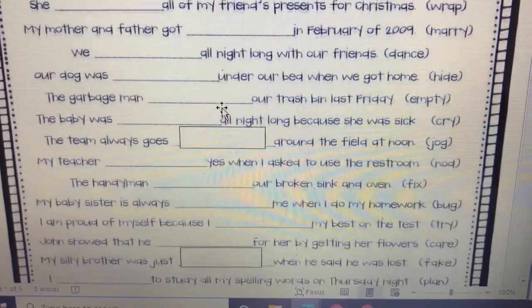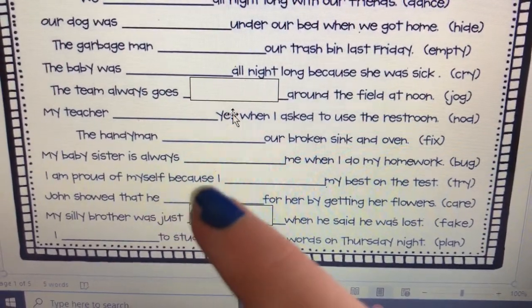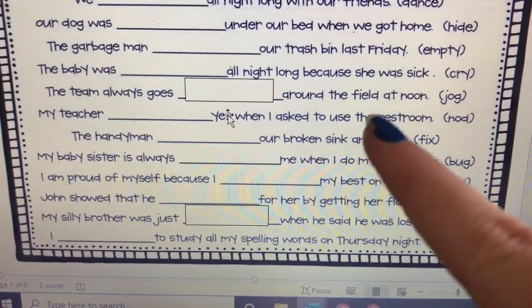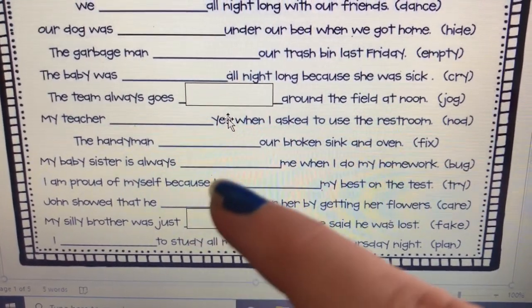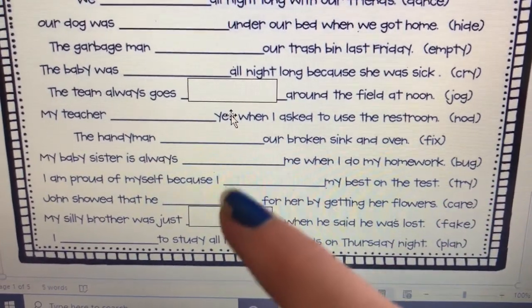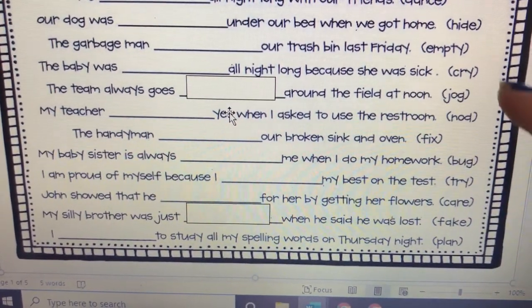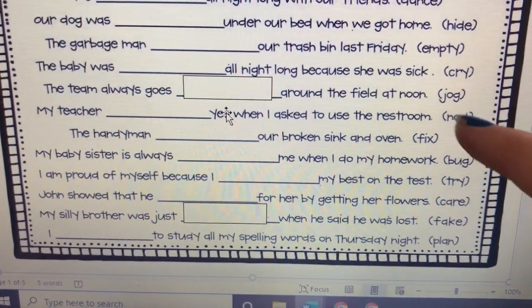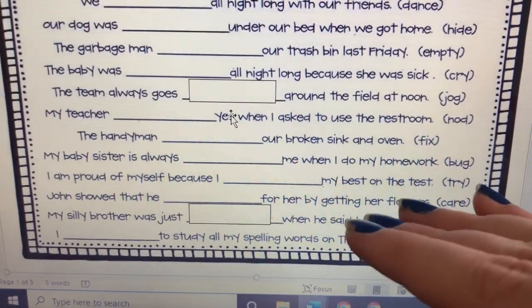All right, let's go ahead and look at these ones down here. So this one says, the team always goes blank around the field at noon. Our word is jog. Is it going to be the team always goes jogged around the field at noon, or the team always goes jogging around the field at noon? I think it's going to be jogging. That just sounds a lot better. The team always goes jogging around the field at noon.